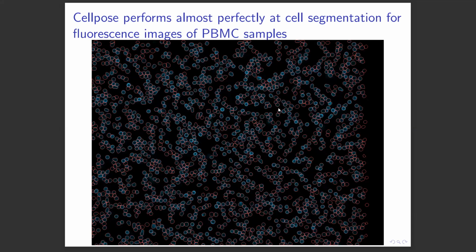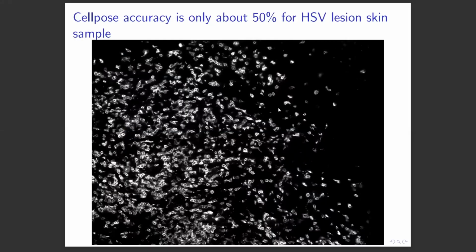You can study the number of cells, or when you have this here, it's more interesting. Perhaps this is HSV, herpes simplex virus, a human virus. If someone gets infected, you get lesions on the skin, and if we take a lesion skin sample and look at it under the microscope to see how the immune system is combating the virus, you can stain with different markers.